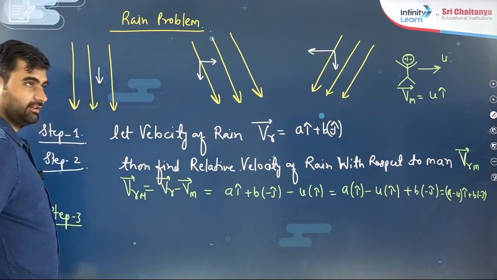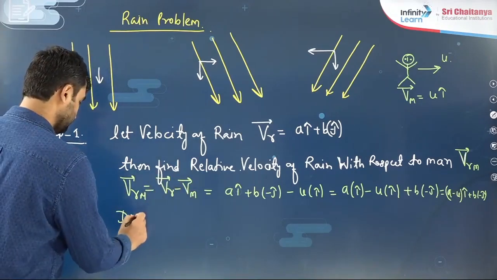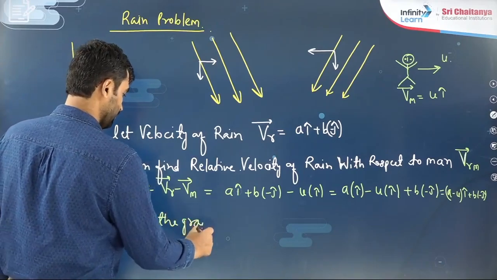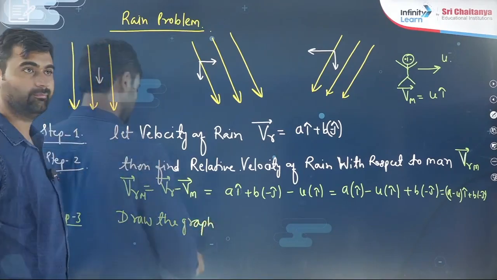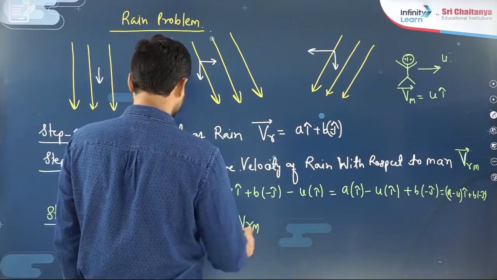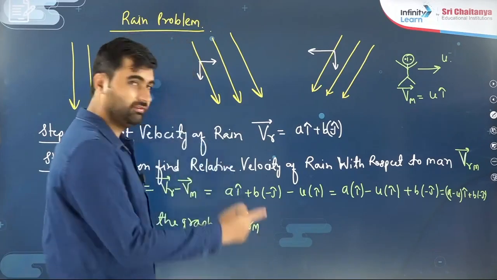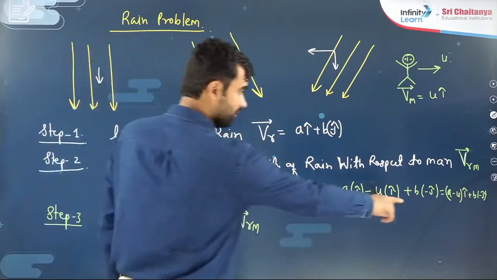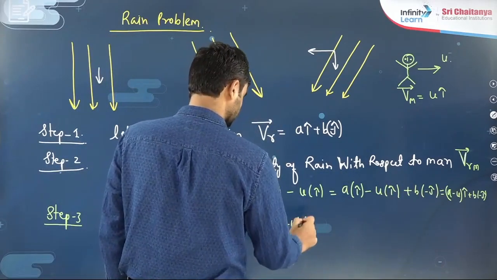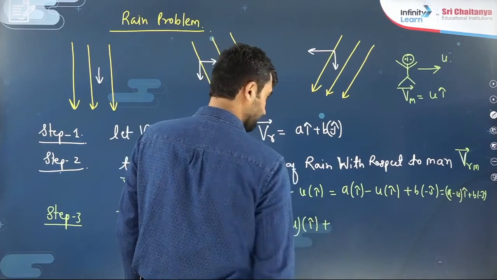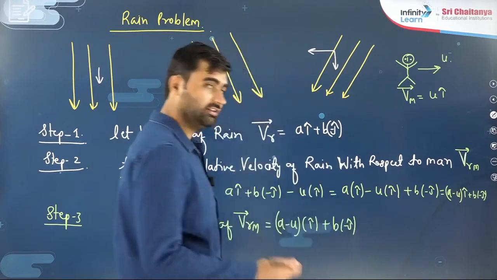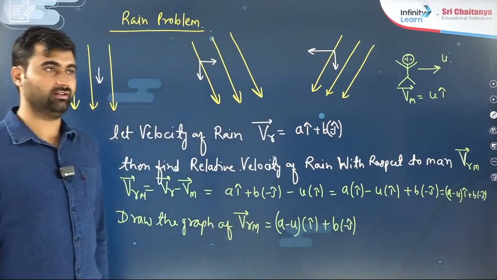Now what is step 3? Draw the graph of VRM. VRM we already calculated. That is (A minus u) I cap plus B minus J cap. This is VRM. We have to draw its graph.